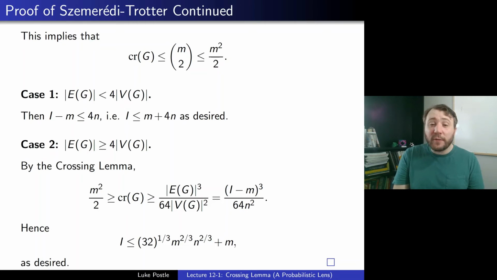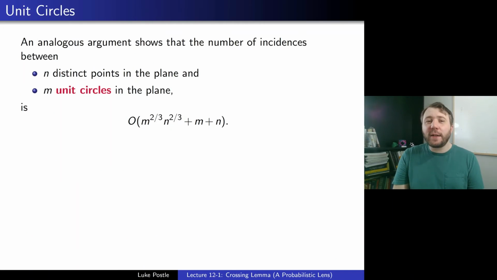So the number of incidences is at most on the order of m to the 2/3, n to the 2/3 plus m, in this case as desired. So in either case, we get this m to the 2/3, n to the 2/3 term. In the latter case, we get a plus m, in both cases a plus m and a plus n in the first case, which altogether works to prove the Szemeredi-Trotter theorem. So it's quite a nice use of converting this point line configuration into a graph to apply the crossing lemma to. All right, so that was that.